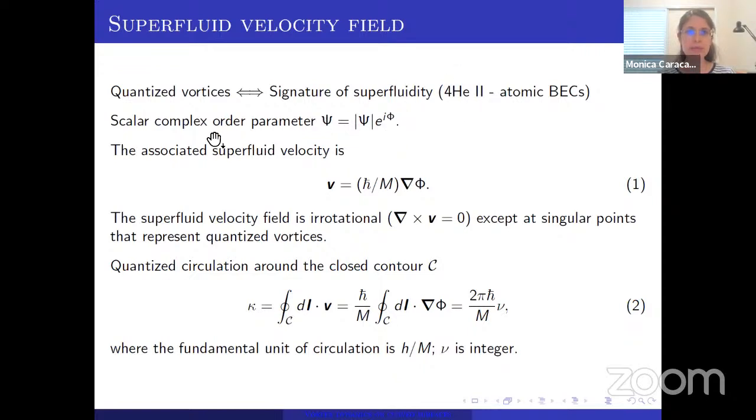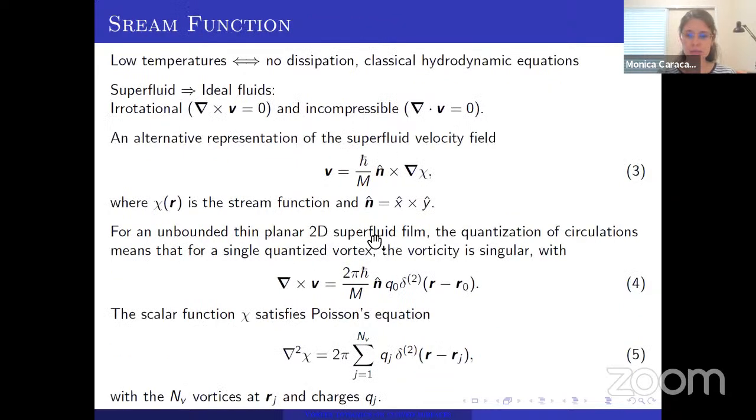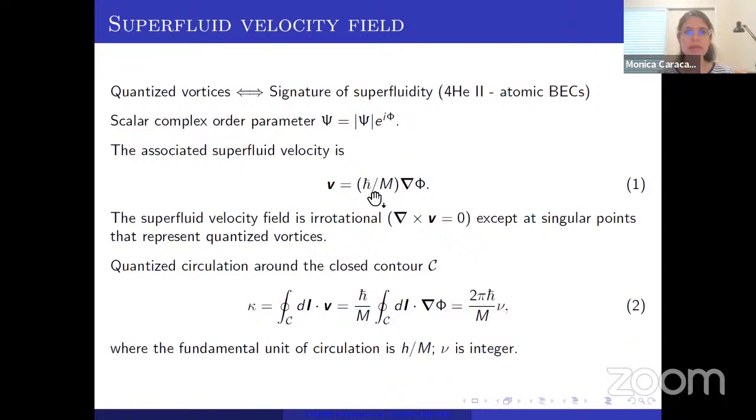The systems are described by a scalar complex wave function, characterized by the modulus and the phase, and this phase is connected with the velocity of the flow, which is proportional to the gradient of this field. And just because the velocity depends on the gradient of the phase, we already conclude that this will be an irrotational field, the curl of zero, except in some singular points that characterize our vortex.